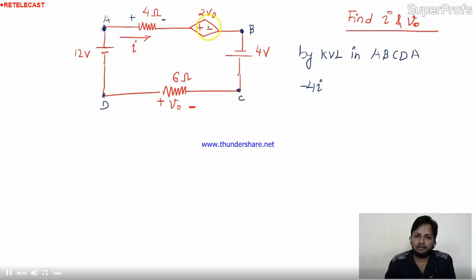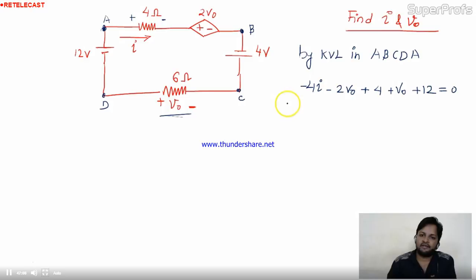Now come here. I am getting the minus polarity as the outer polarity, and the value of this is nothing but 2V0. Come here. At the end we are getting the positive terminal, positive 4. Again come here, it's directly given V0, so we can take V0 here. No problem at all. Again we are getting 12, and at the end 0. We can simplify this first: minus 4I minus 2V0 plus V0 minus V0 plus 16 equal to 0.